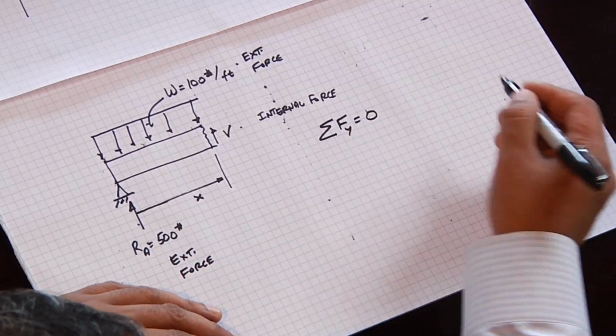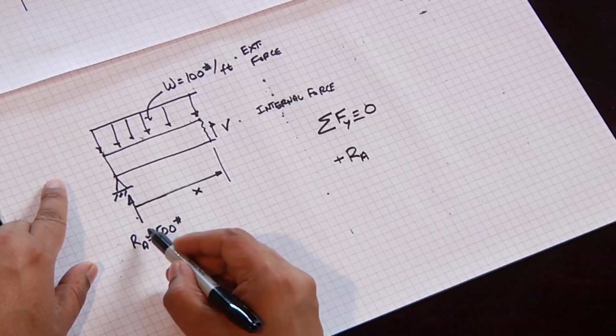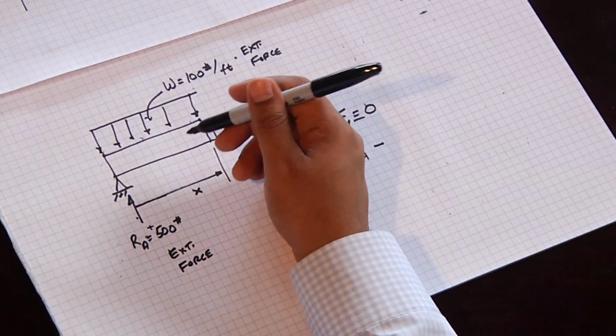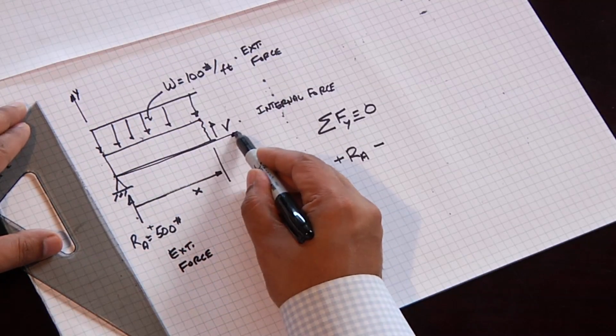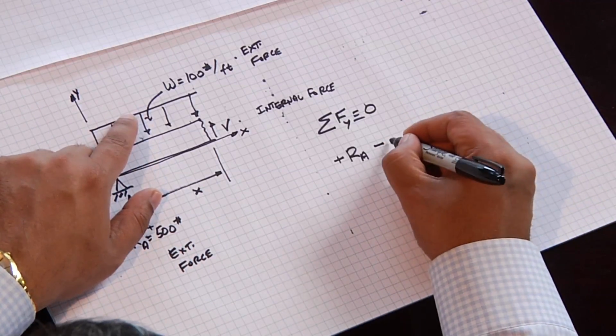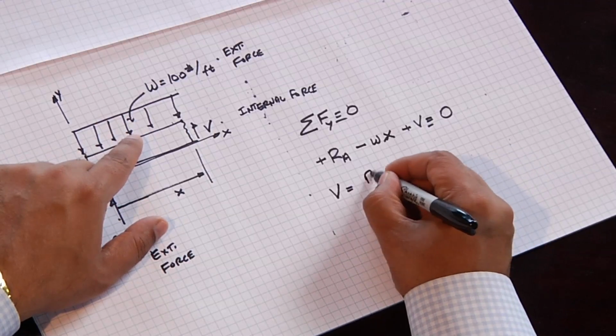So we follow the basic rules of structural analysis. Sum of the forces in the y direction must equal 0. So let's sum the forces. We have plus RA, because this is going up, it's positive, so this is a positive force, minus the downward force, because W is going down. Although it should be quite obvious, I'll go ahead and draw a coordinate system on here. This is y, and this is x. So we have plus RA, because this force is going up, minus W times x, and then plus V equals 0. So V is equal to... for right now, I'll keep the sign convention.